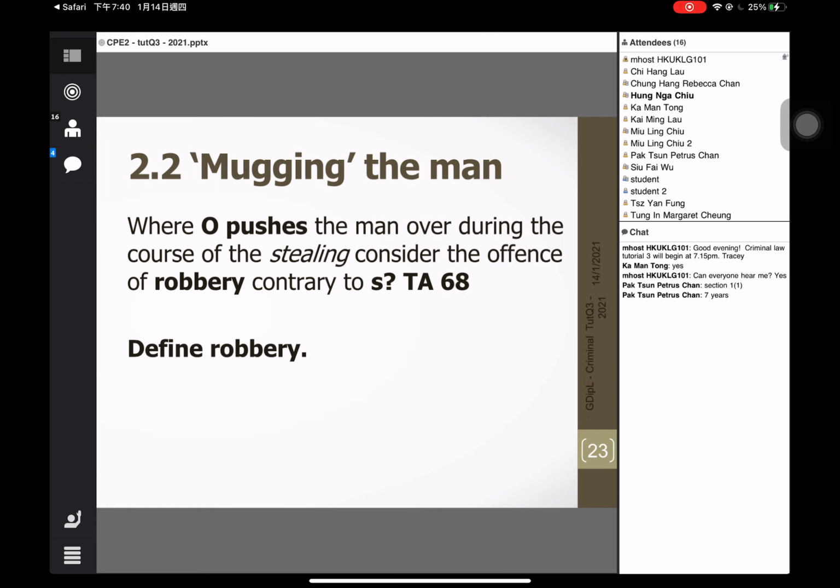Okay, so here, if we look at the second potential victim where we think there might be a more viable offence, so where Oliver pushes the man during the course of stealing, potentially this could be robbery, and it would be contrary to which section?